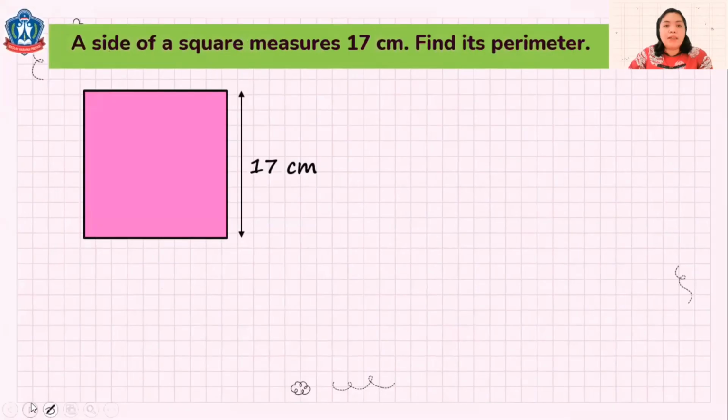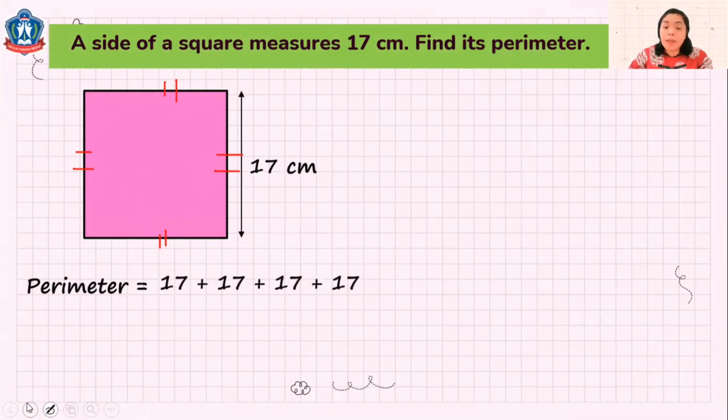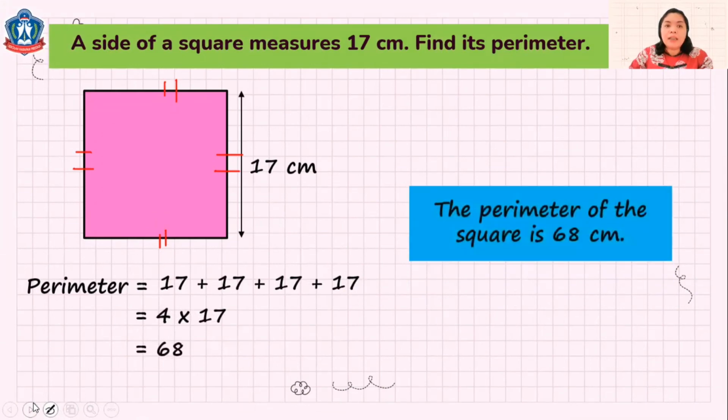How about if we have this square? One side of the square measures 17 centimeters. Find its perimeter. Remember that a square has the same length on all sides. So if this is 17 here, this is also 17. This is also 17 cm and 17 cm. So we have 4 17s. So we just simply add 4 17s, or we can multiply 17 by 4. And that is equal to 68. So the perimeter of this square is 68 centimeters.